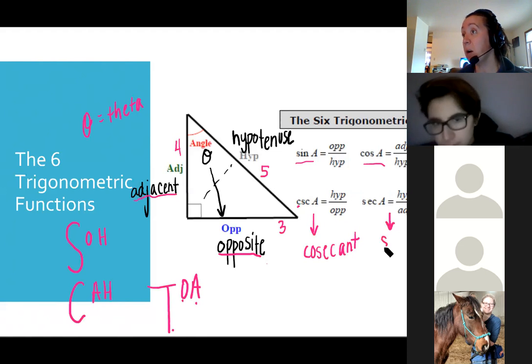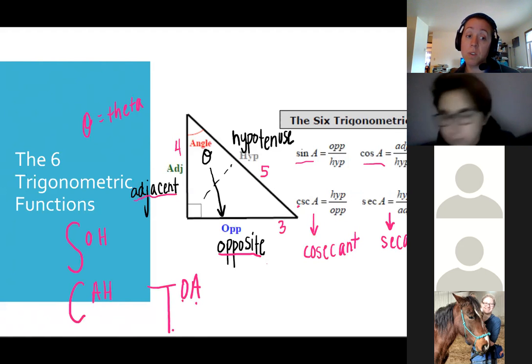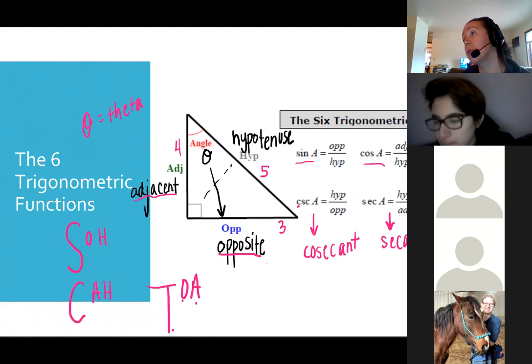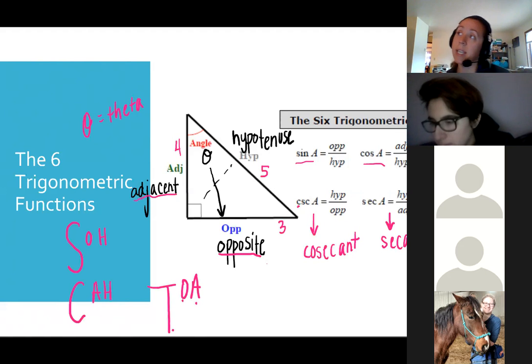Secant is the opposite of cosine. So if cosine is adjacent over hypotenuse, secant is hypotenuse over adjacent. And cotangent is the opposite of tangent. Tangent is opposite over adjacent. Cotangent is adjacent over opposite.